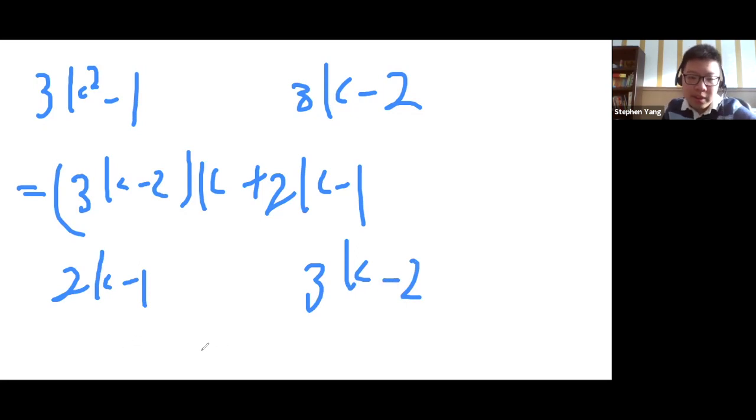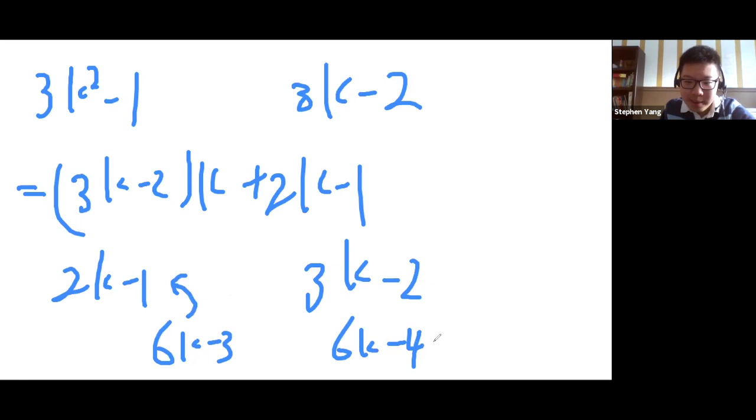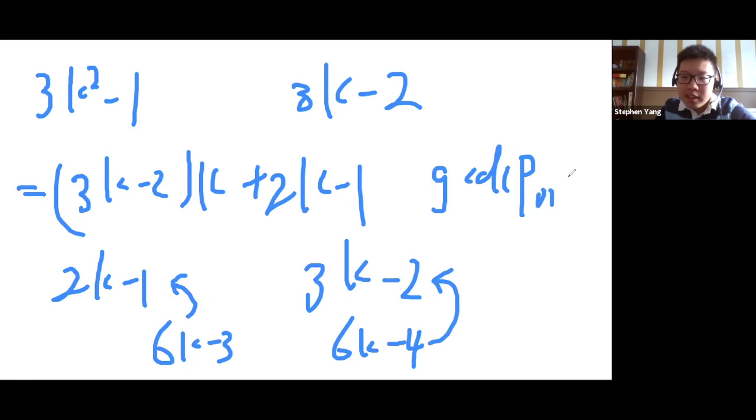Now, we know that the greatest common factor of any two consecutive numbers is 1. So 6k minus 3 and 6k minus 4 have a common factor of 1, which means these two, this divided by 3 is that, and this divided by 2 is this, have a greatest common factor of 1. So GCD of P0 and 3k minus 2 is equal to 1.